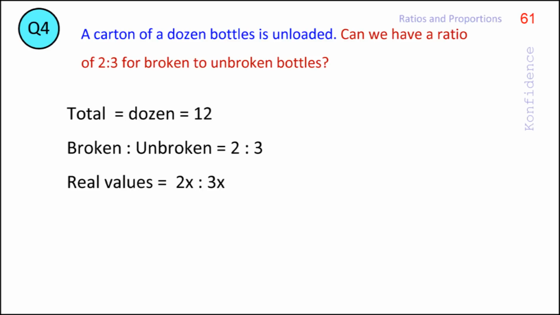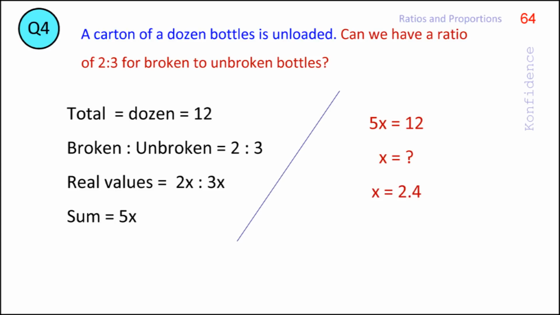The real values of broken and unbroken bottles can be 2x and 3x. Therefore, the sum of broken and unbroken bottles equals 5x. Therefore, 5x equals 12 and x will be equal to 2.4. Therefore, 2x equals 4.8 and 3x will be equal to 7.2. Are these values correct? And are these the answers to the question? Is it possible to have such answers?